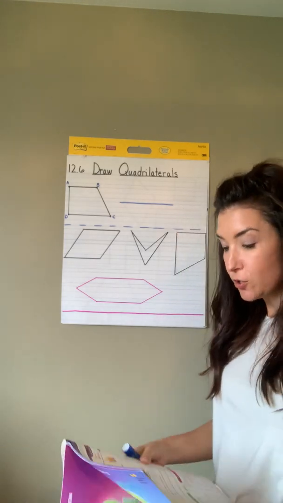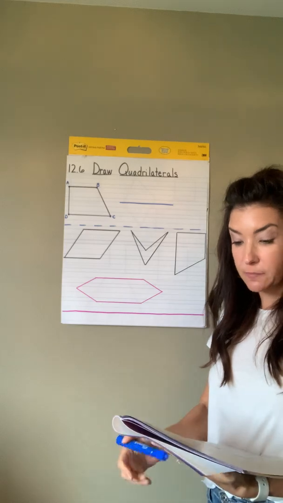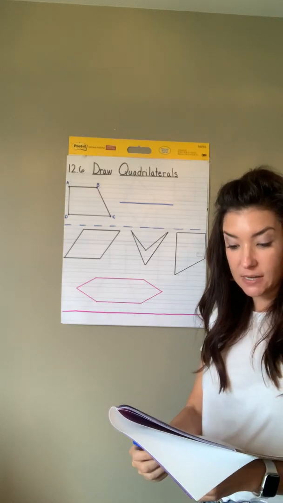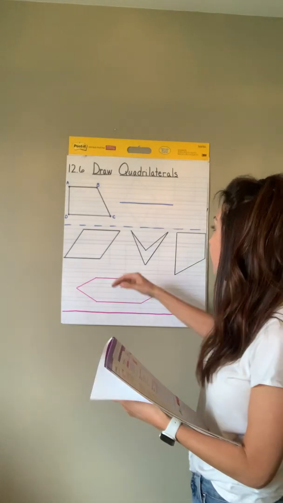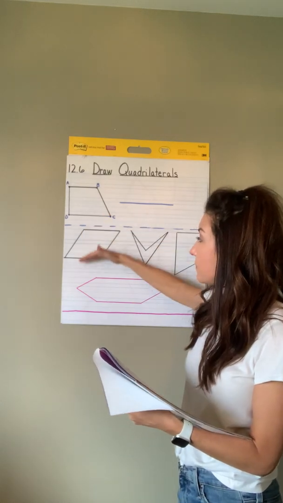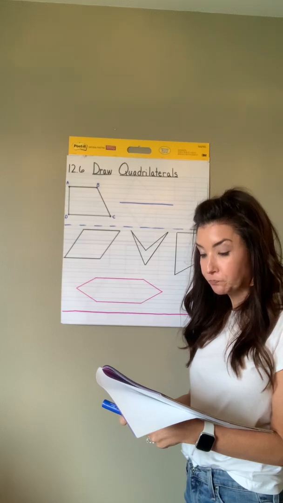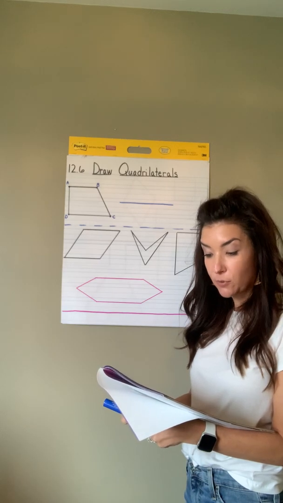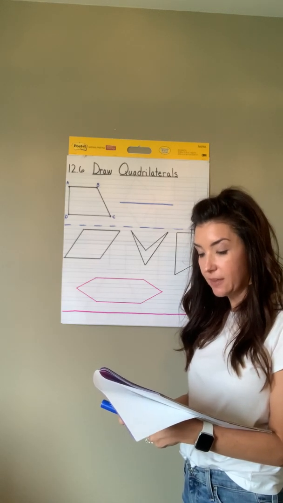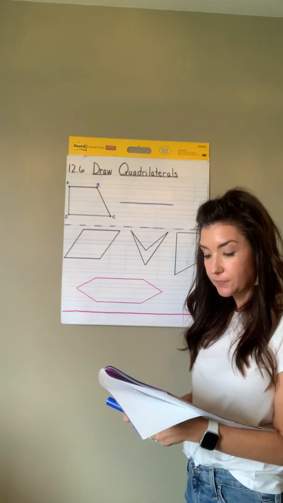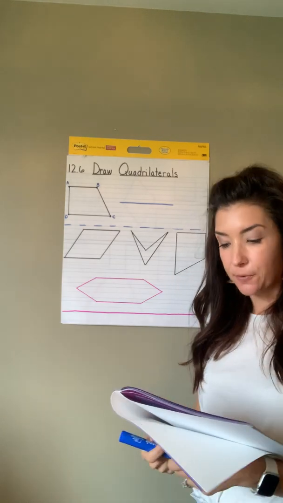All right, so you have learned to classify quadrilaterals by the number of pairs of opposite sides that are parallel. Parallel meaning together up here, together over here, that don't touch. By the number of sides of equal length and by the number of right angles. How can you draw a quadrilateral?